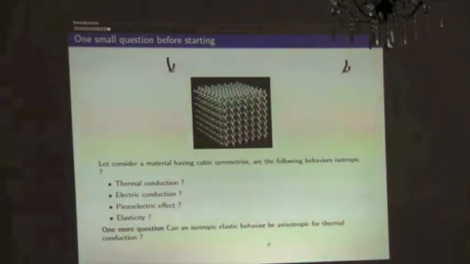So here are some questions that can be solved without any computation. If I take a material that is cubic invariant, I may ask for which one of these behaviors the behavior is indeed isotropic. Should the cubic invariant material be isotropic for thermal conduction? Should it be isotropic for electric conduction?